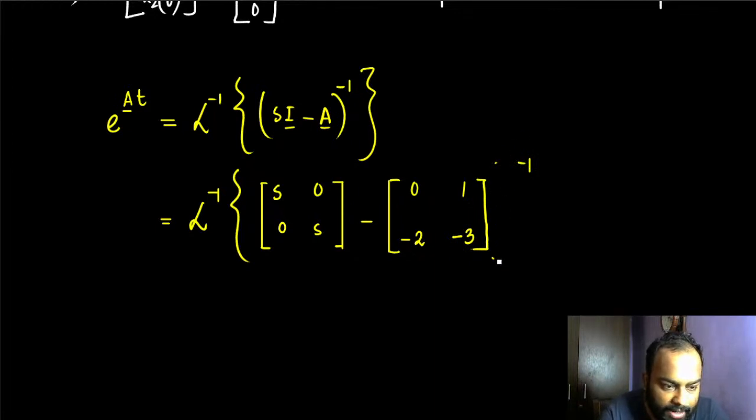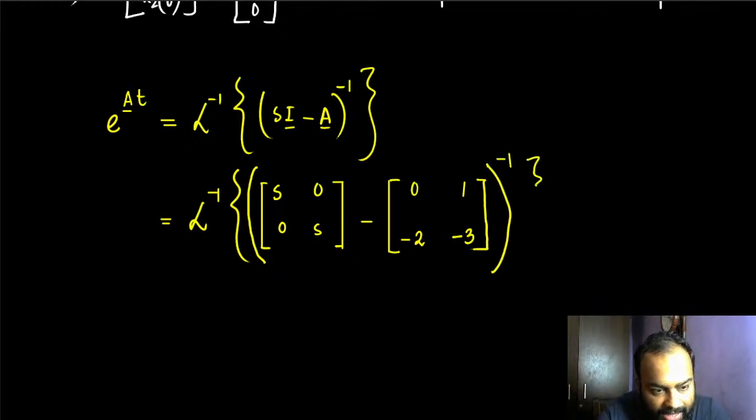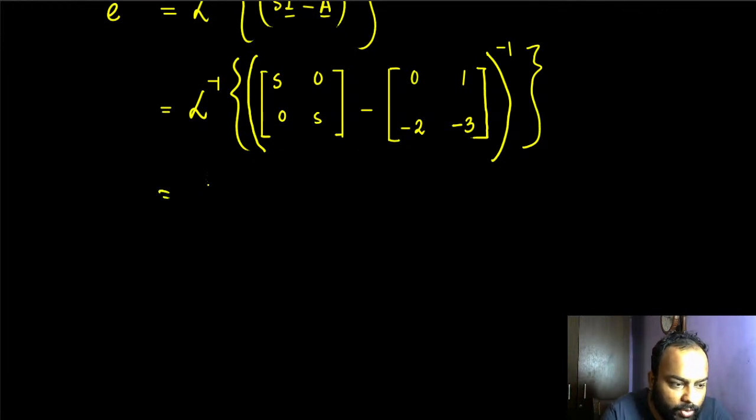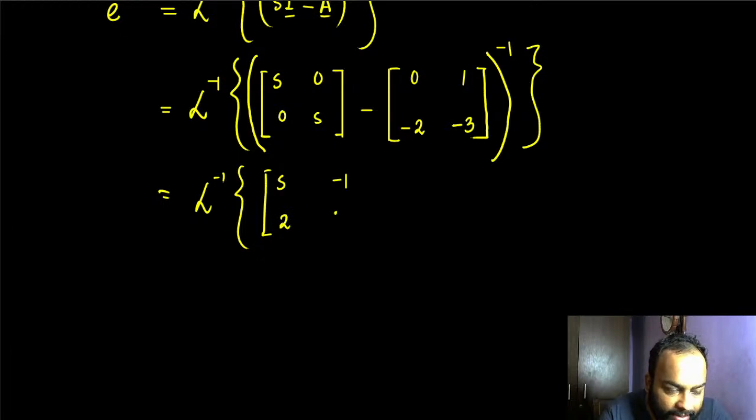All right, and we have to take the inverse of that. So it's a bad thing already. Matrix inverse of that, and then take the Laplace inverse of that. So there are two inverses happening here. Now subtract these. So this is s, this is minus 1, this is 2, and this is s plus 3, and the inverse of that.